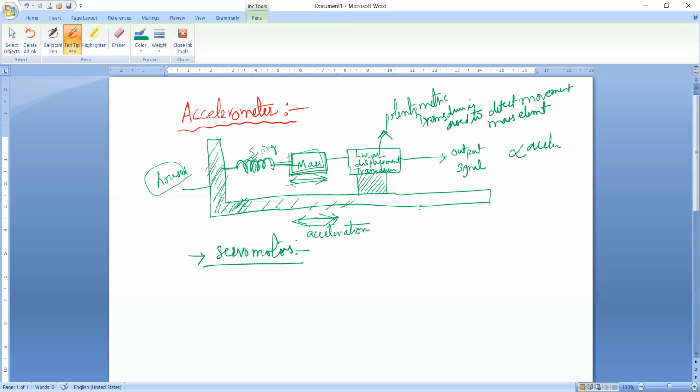Once again, a simple DC motor which is controlled for a specific angular rotation with the help of an additional servo mechanism. It has a rotary actuator that allows precise control of angular position, velocity, and acceleration with great precision. There are two different types of servo motors: DC servo motors and AC servo motors.